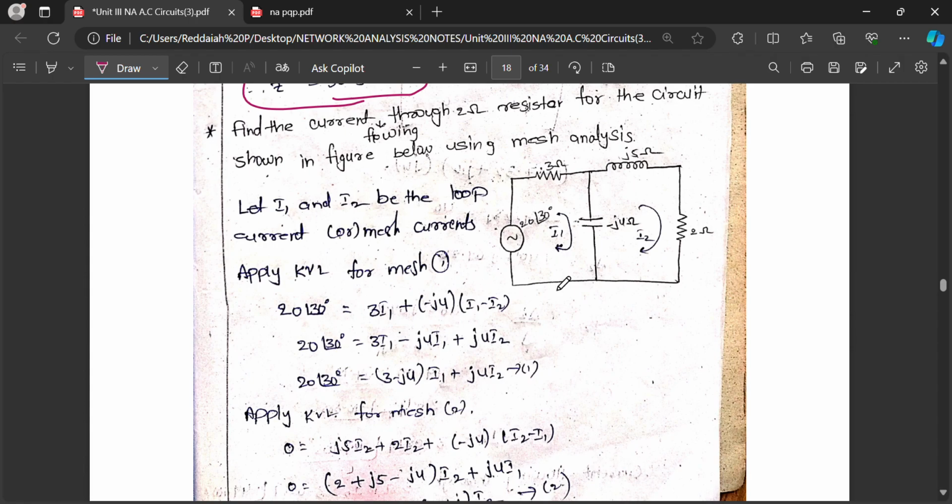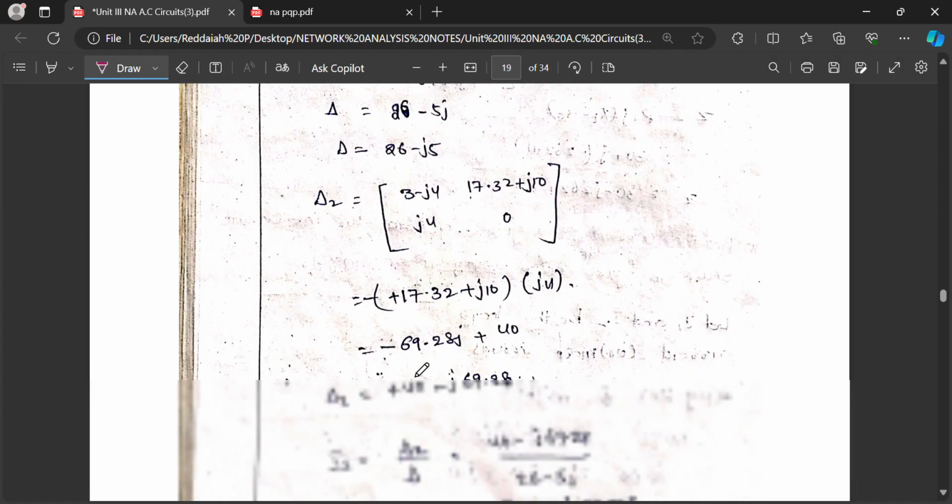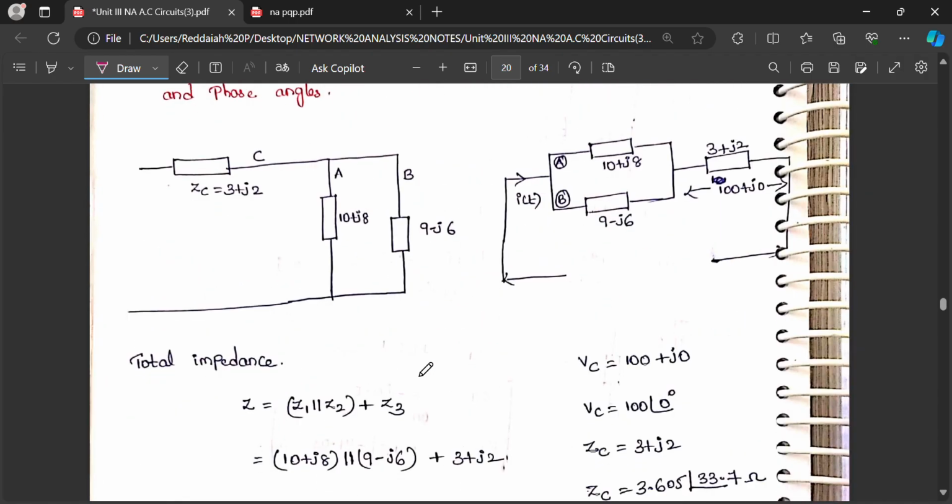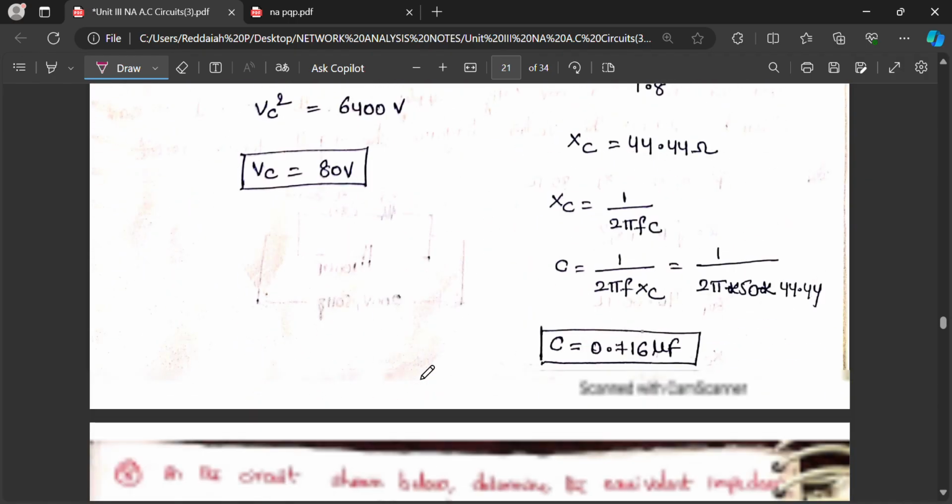Apply KVL, which means mesh analysis, we have to apply. For this, total voltage drop equal to 0, or supply voltage equal to total voltage drop. That we have to apply. Find the nodes in the description. If you have any doubt, you can ask me.